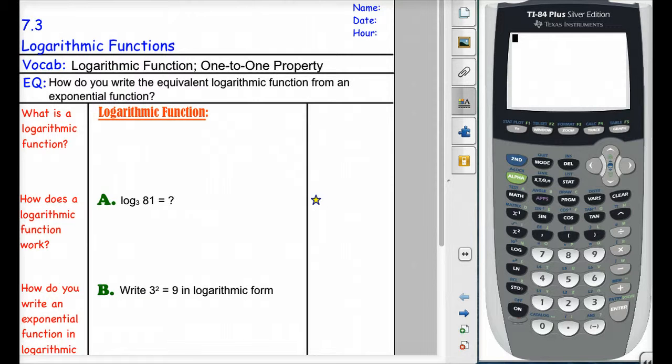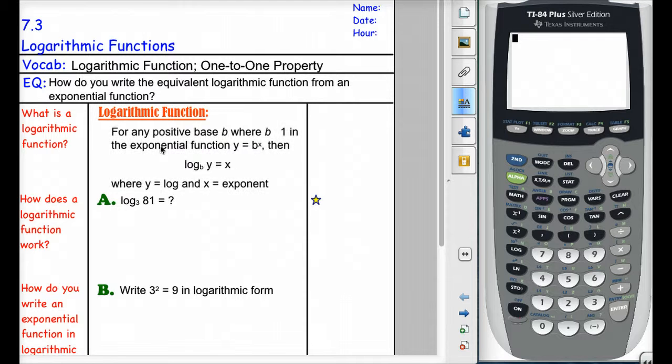For the second half of this unit, we are transitioning from exponential functions to logarithmic functions. You've probably heard the term logarithmic, but I don't know if you know what it means. A logarithmic function is where, if you have a positive base b, where b does not equal 1, in the exponential function y equals b to the x, then log base b of y equals x, where y is the log and x is the exponent. And so what we need to do is know how these work.